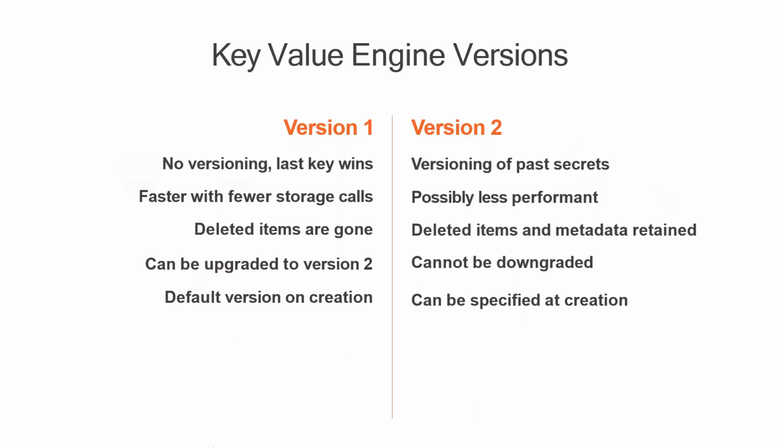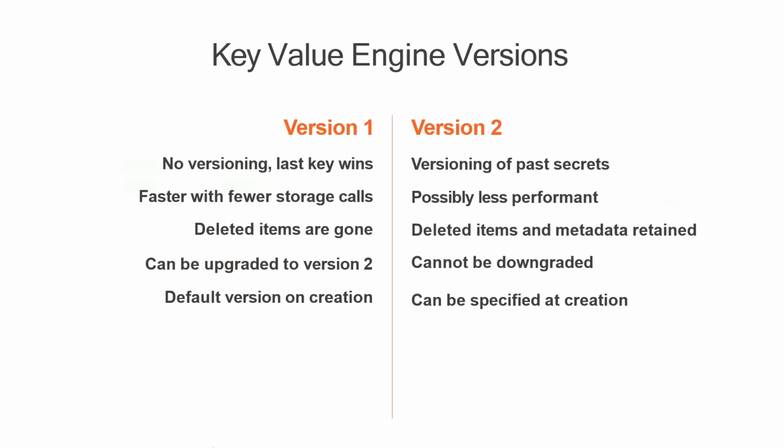Sorry, my bad. Version one has no versioning, version two has versioning. What is the difference between version one and version two? Version one, no versioning, so last key wins. Whatever you updated, you will have that. But in version two, versioning for past secrets will be done.